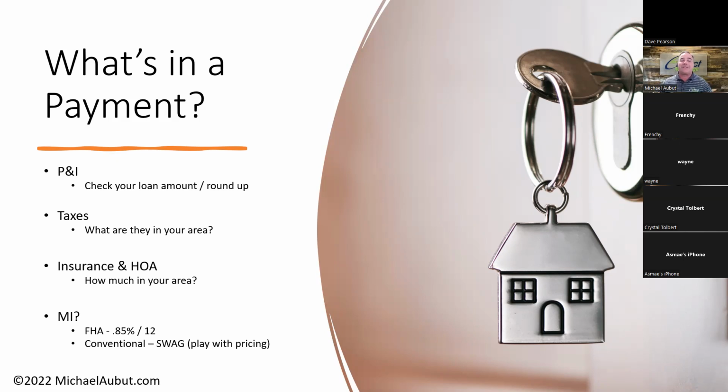If it's conventional, how do you calculate PMI? SWAG. If you don't know what that means, it's a scientific wild ass guess. So you'll start to get the feel for it. That's a little bit of art. It's hard to calculate an exact number because it's going to depend on their credit, the debt to income ratio, and how much is the down payment. So calculating that is a little more complicated.